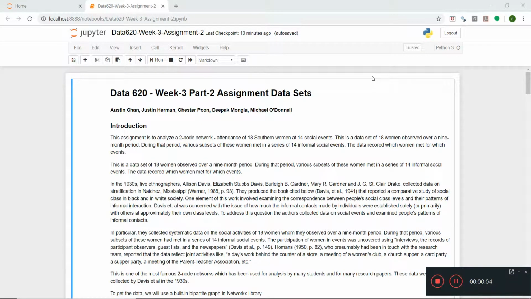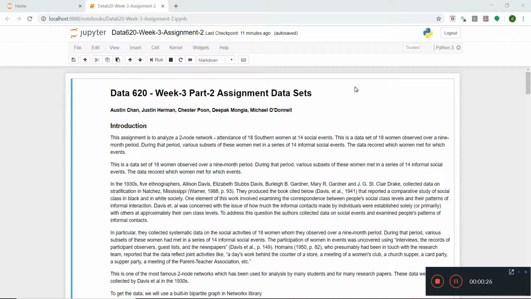I'm going to present our homework for Data 620 Week 3 Part 2. We are a team of 5: Austin Chan, Justin Herman, Chester Poon, Deepak Mongia, and Michael O'Donnell. This week we have an assignment to analyze a two-node network.